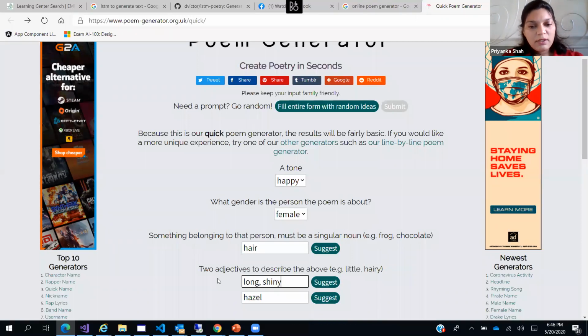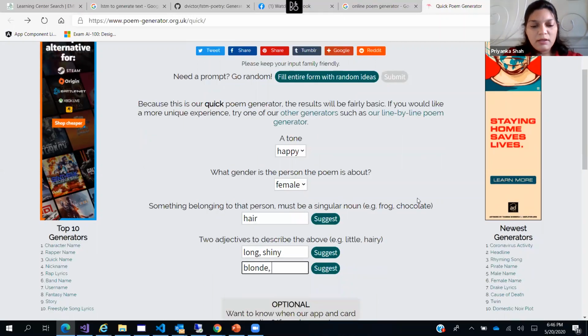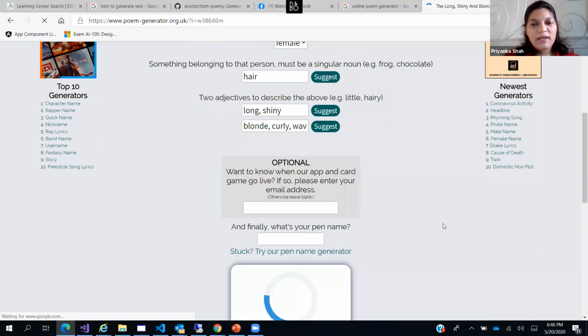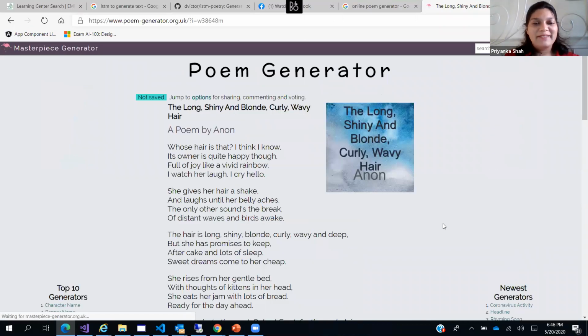Since it's a female, maybe long, shiny, blonde. Then what else? Okay, let us stop here. Some adjectives to define it, maybe curly, maybe wavy. Something of that sort, right? And then, write me a poem. This is how your poem will be generated.